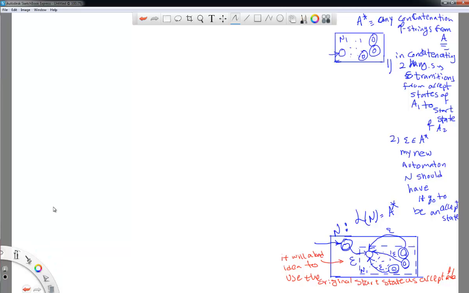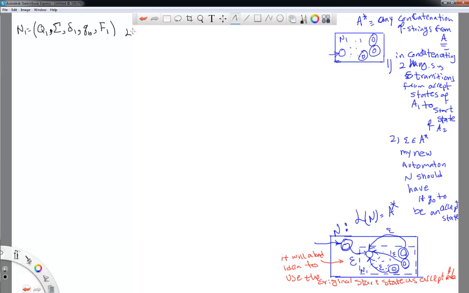So now let's see how we can construct this automaton formally to recognize the star operation of a language. Let's suppose that N sub 1 is the original finite automaton. So this will be the set Q sub 1, Sigma, the alphabet, delta sub 1, and then I call this q sub 1 0 the start state of my original, and F sub 1, the accept states of my original automaton.